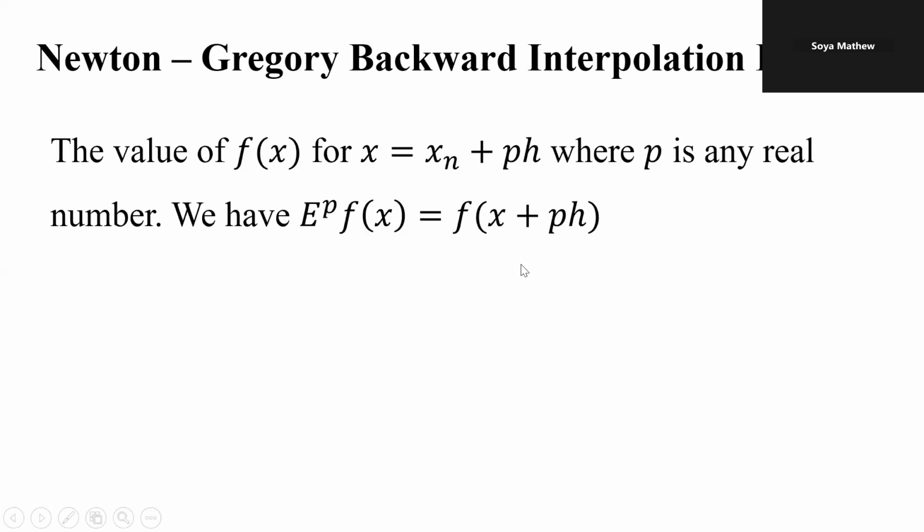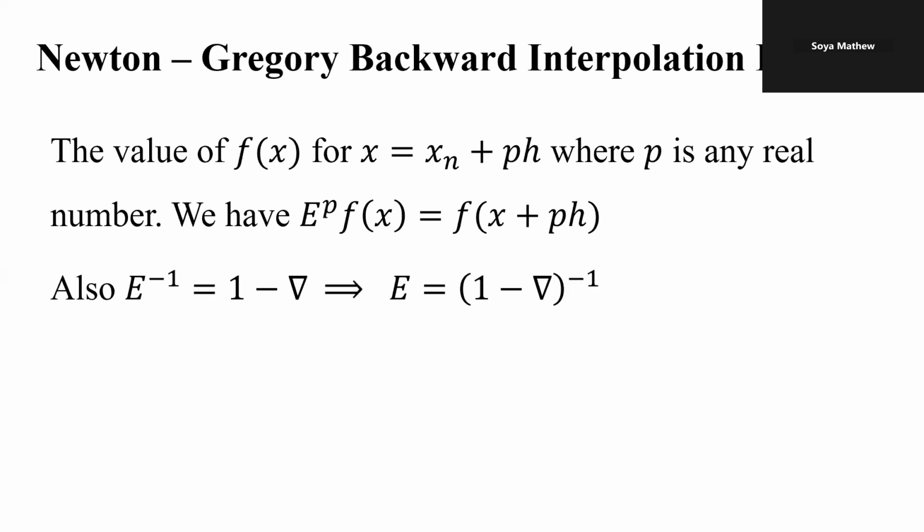Then moving to the Newton-Gregory backward interpolation formula. The value of f of x for x equal to x n plus ph, where p is any real number. We have E raised to p into f of x equal to f of x plus ph. Also, use the formula E inverse equals 1 minus del, where del represents the backward difference operator.